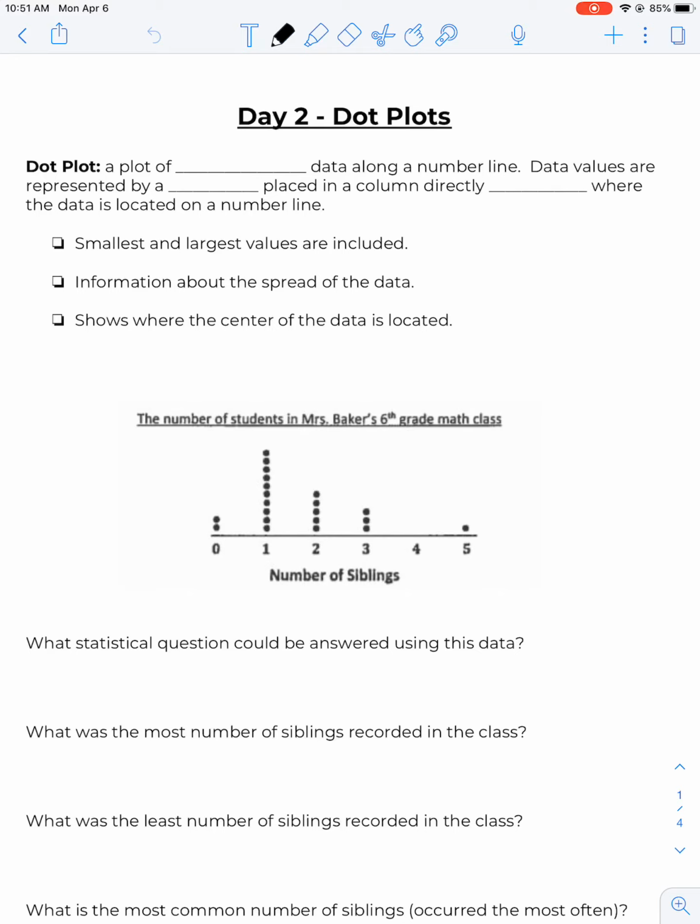A dot plot is a plot of organized data along a number line. Data values are represented by a dot placed in a column directly above where the data is located on a number line. A dot plot goes from smallest to largest values that are included. Information about the spread of data shows where the center of data is located.